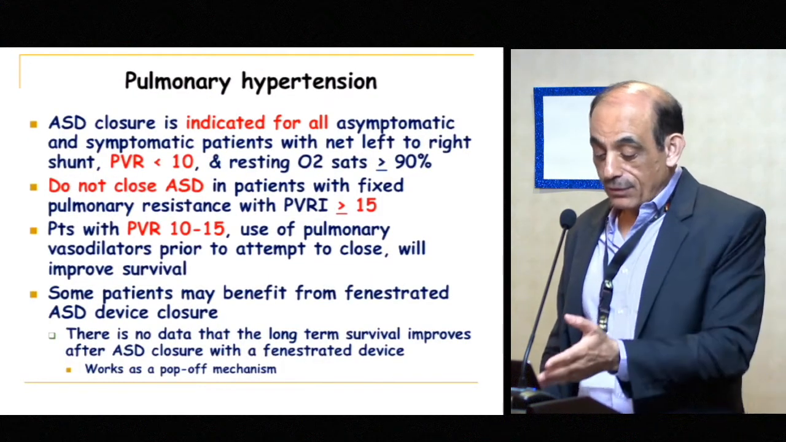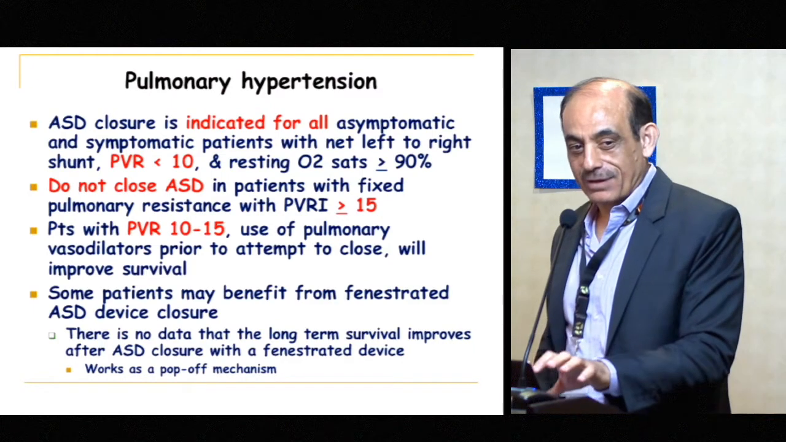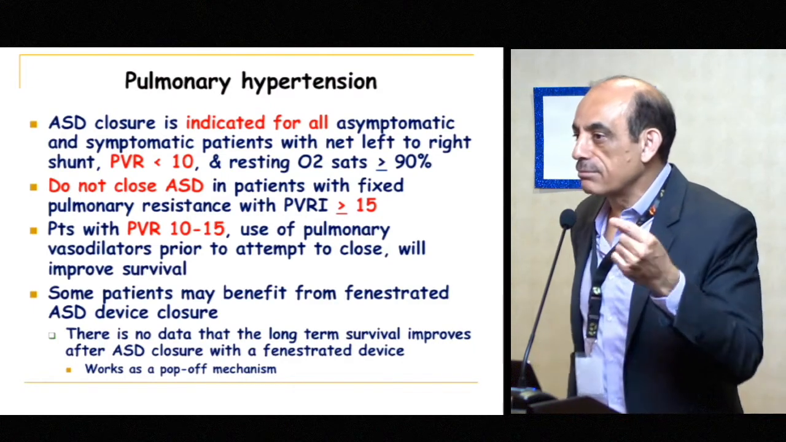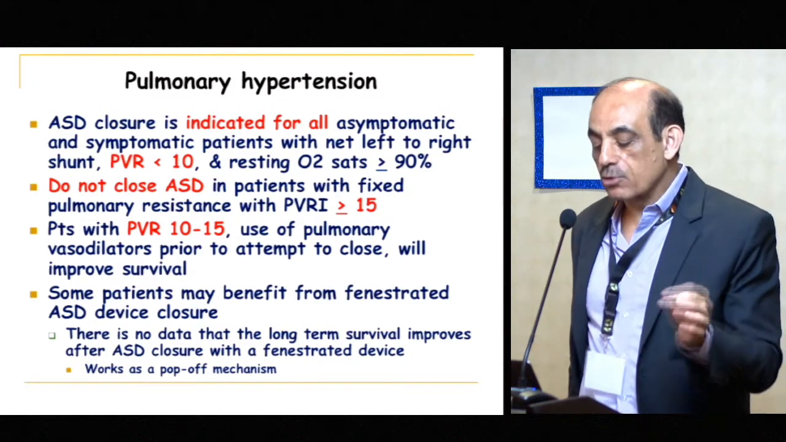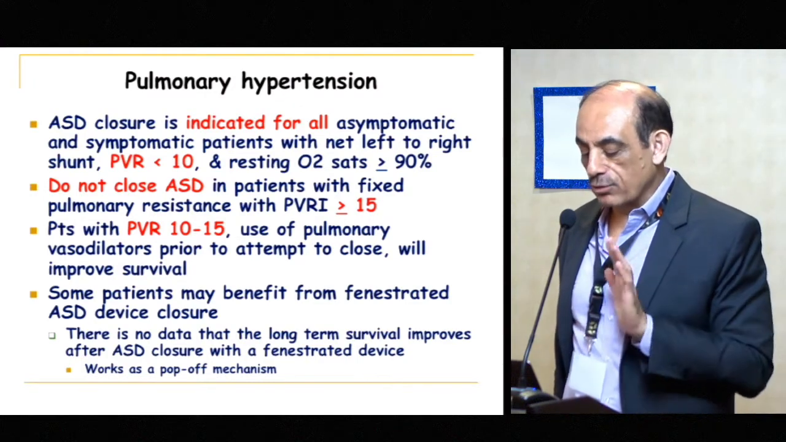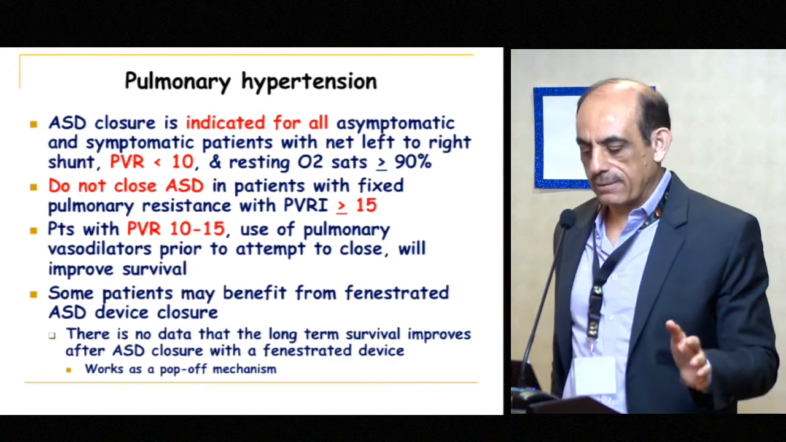So I can finish my talk after this slide if I have to. I don't want to give you data. So in my humble opinion, ASD closure is indicated for all asymptomatic and symptomatic patients with a net left to right shunt. Nobody will ever argue with that, okay?